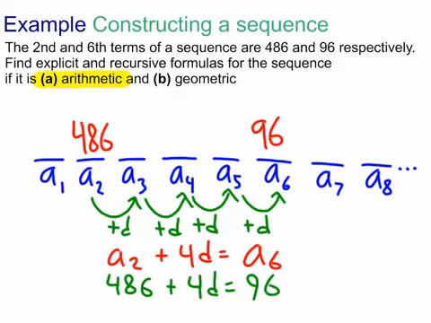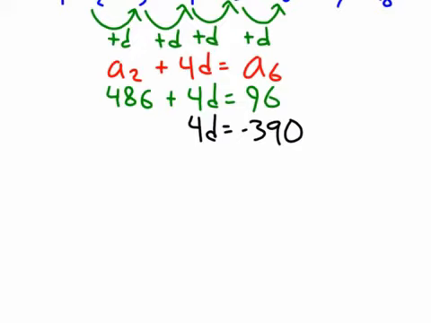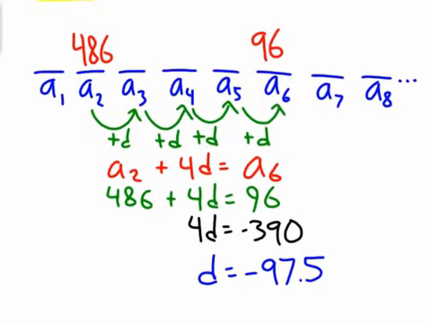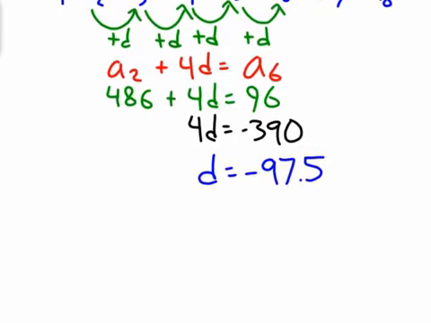And you see that we now have a very simple algebraic equation that makes it really easy to solve for that common difference, d. Subtract 486 from both sides to get 4d equals negative 390. Divide both sides by 4 to get d equals negative 97.5. And it shouldn't surprise us that d is negative. We see from the outset that this sequence is going to be decreasing. So it's only logical that the common difference is negative.